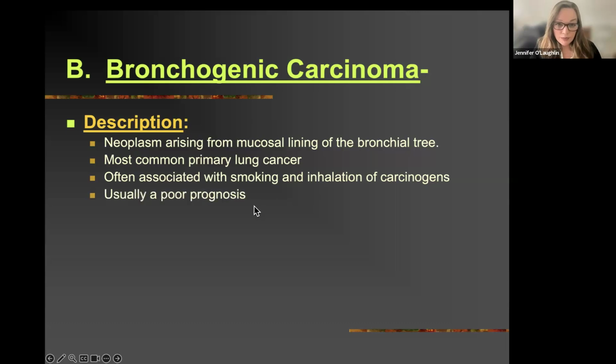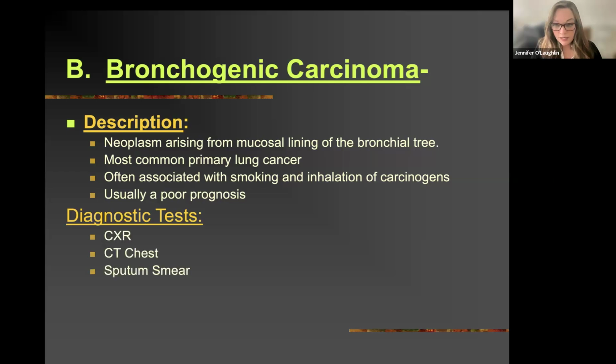The prognosis for bronchogenic carcinoma tends to be poor. If it can be surgically resected, it has an 18% cure rate. And if it can't be surgically resected, then the prognosis is even worse. So pretty grim statistics on this one. Diagnostic tests that can be done: you can do a chest x-ray, CT, and a sputum smear.